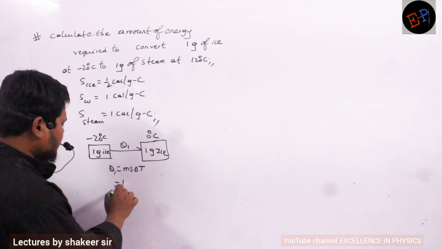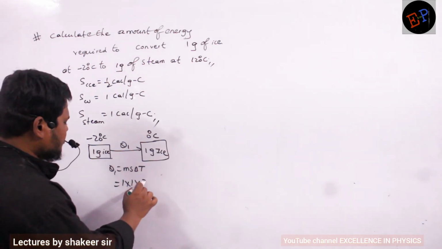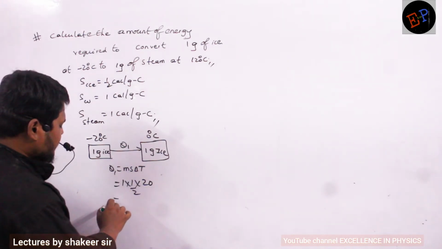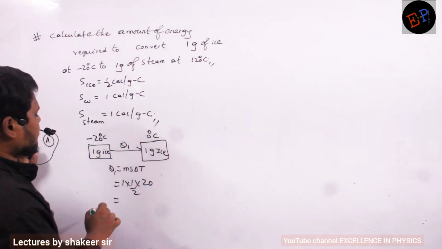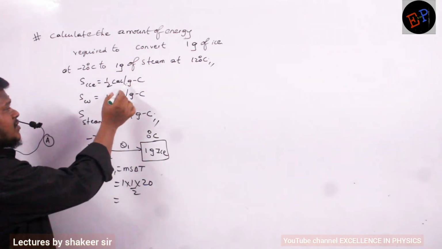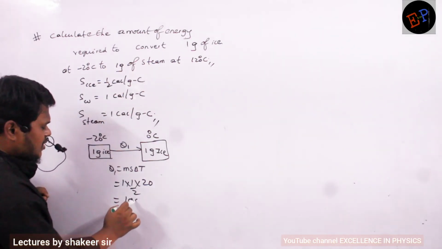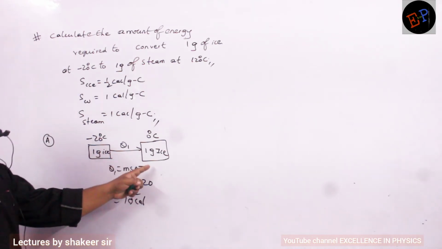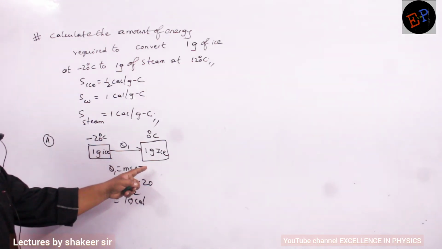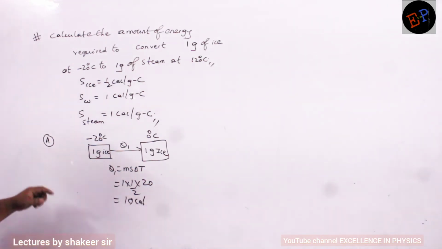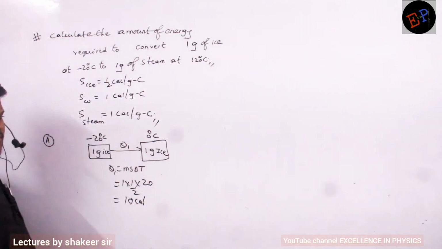So mass is 1. Specific heat of ice is 1/2. Change in temperature is 20. So 10 calories of heat energy I am supplying. So if I supply 10 calories, 1 gram of ice, 1 gram only I have given, converts into 1 gram of ice only.